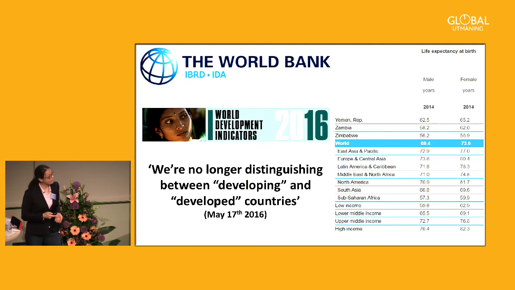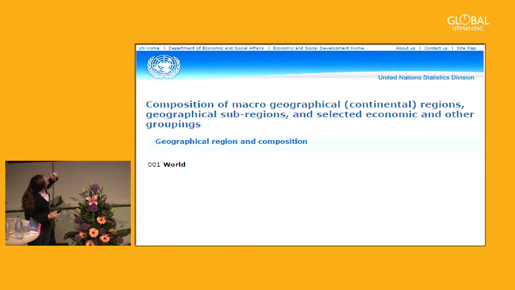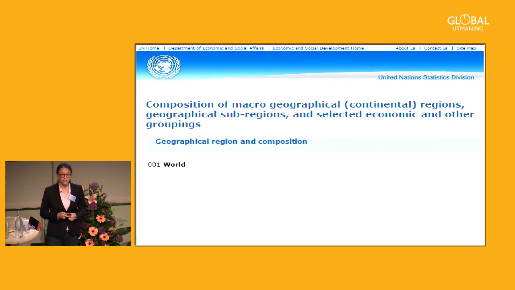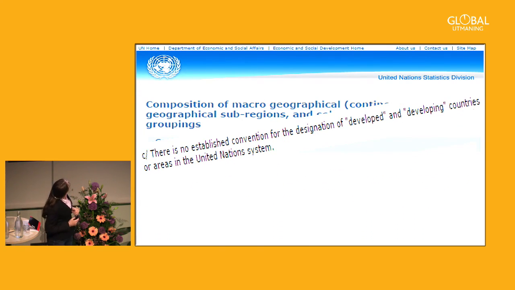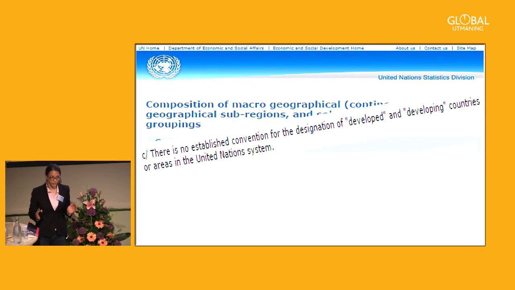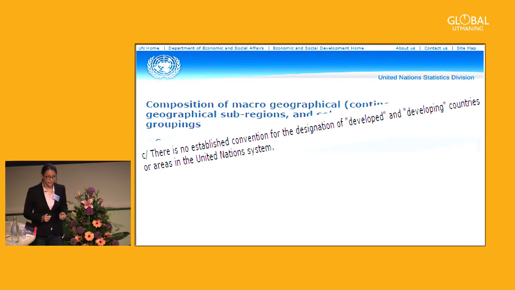On the other hand, other organizations like the UN, this is from the UN Statistics Division, they always had a little footnote. There is no established convention for the designation of developed and developing countries or areas in the United Nations system. So this is what I do when I teach. We start by giving the framework. The framework no longer uses developed and developing.